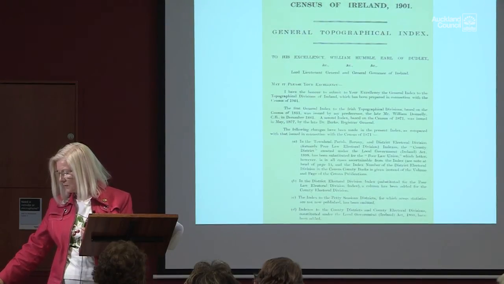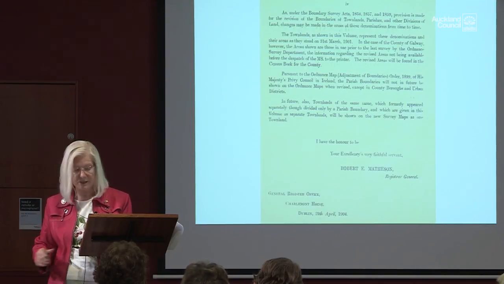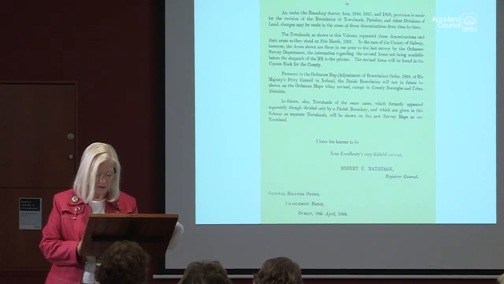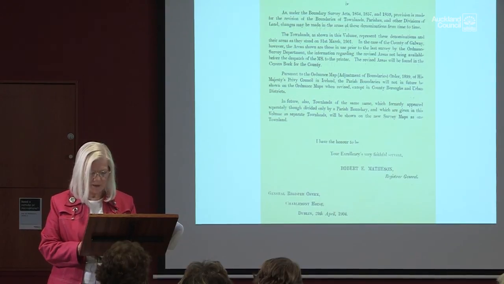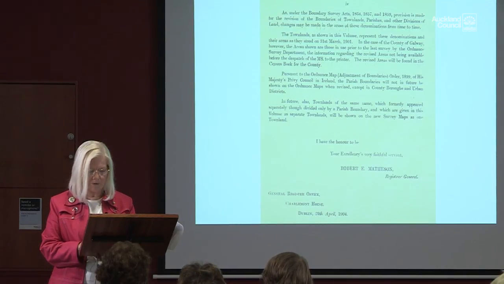It brings in your district electoral division. And there's some little notes here towards the end about the boundary changes. It says, the townlands as shown in this volume represent these denominations and their areas as they stood on the 31st of March 1901. In the case of the County of Galway, however, the areas shown are those in use prior to the last survey by the Ordnance Survey Department. This information regarding the revised areas not being available before the dispatch of the manuscript to the printer. The revised areas will be found in the census book for the county.